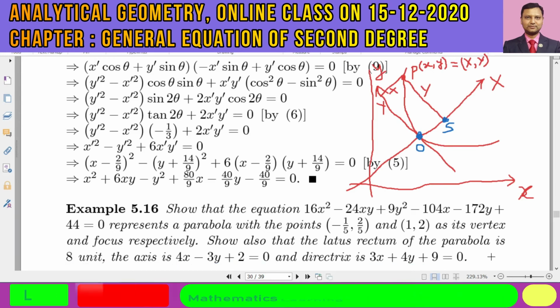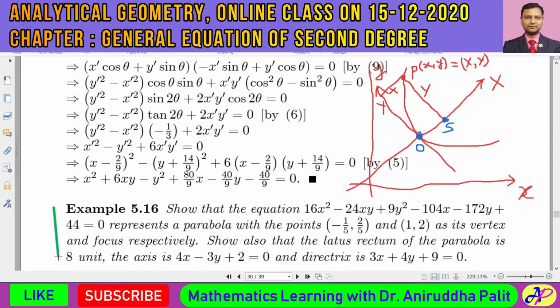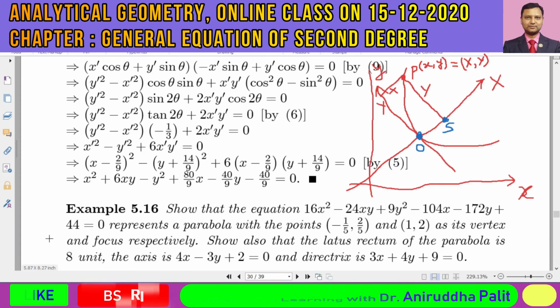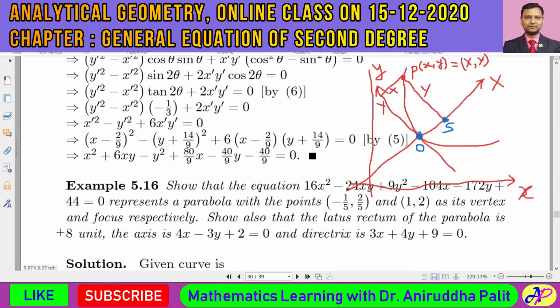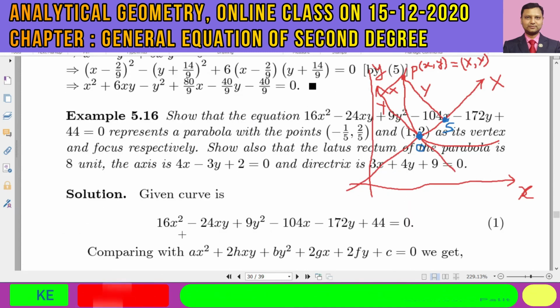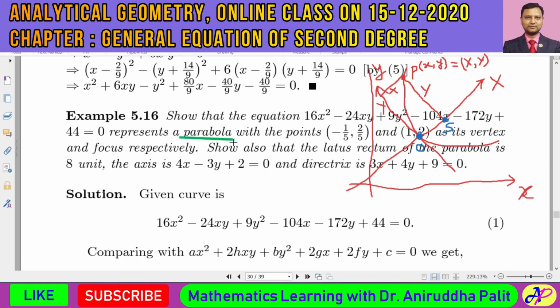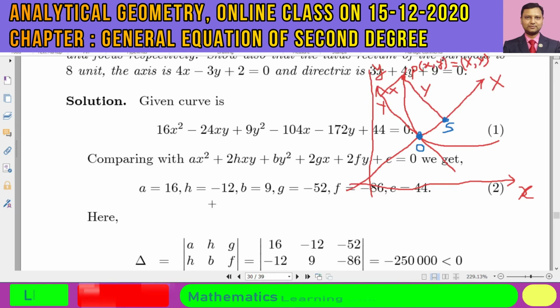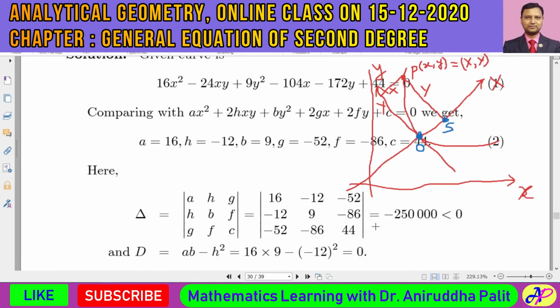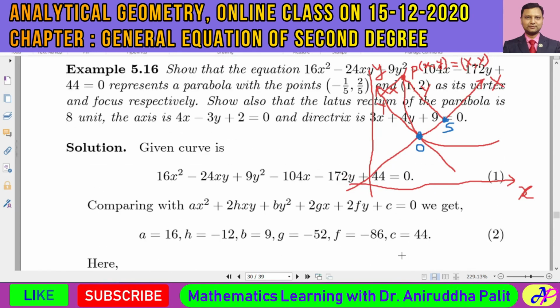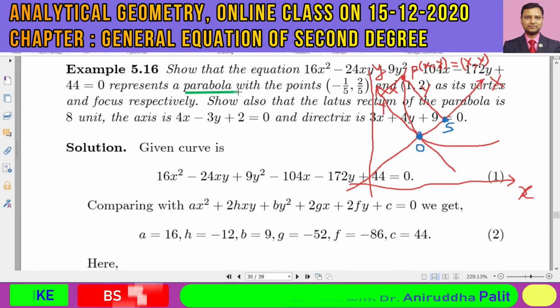So many different aspects have been studied in this example. I am not going to show the entire result; in brief, I am going to discuss it, because I have already discussed many things regarding the parabola. So what do we need to do? Firstly, we need to show that it represents a parabola. We first show that delta is not equal to 0. Here delta is this, and we have d equal to 0. So it is confirmed that the given equation represents a parabola. So the first part is answered.